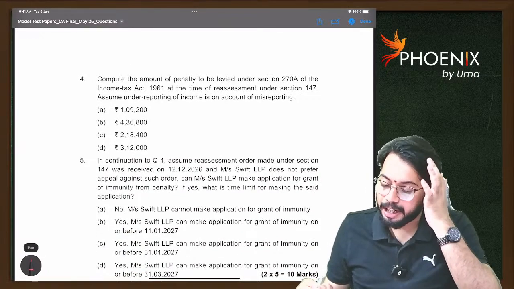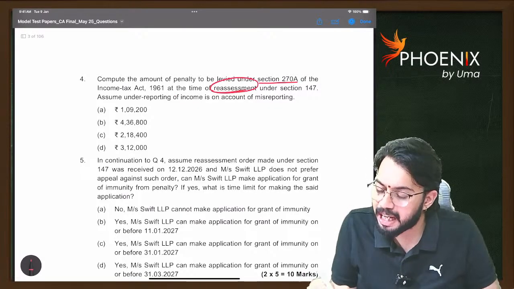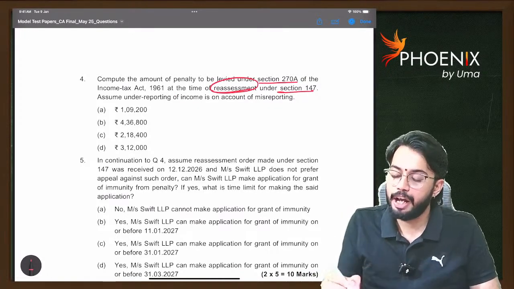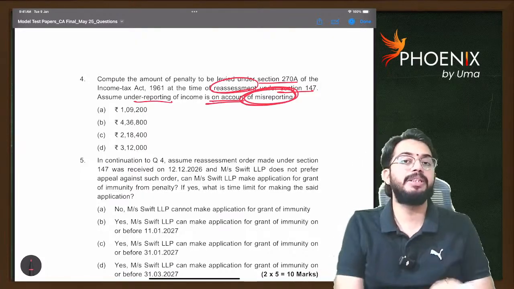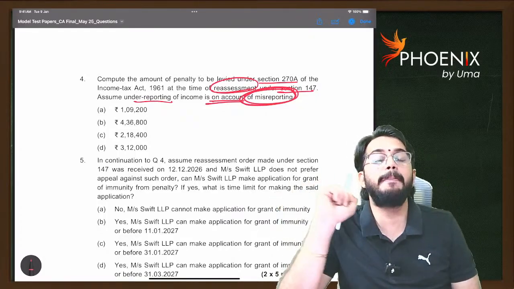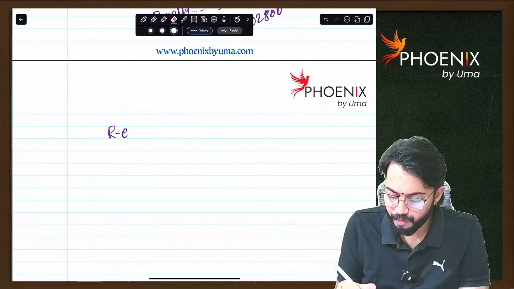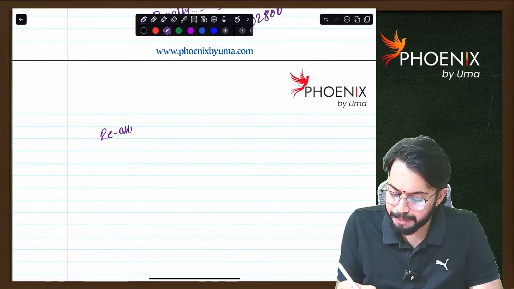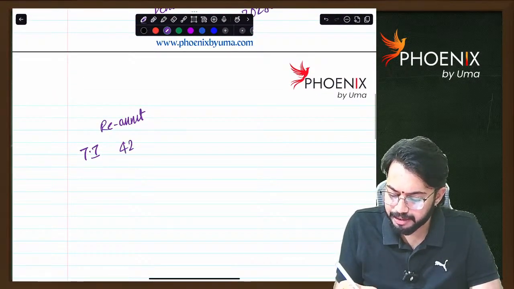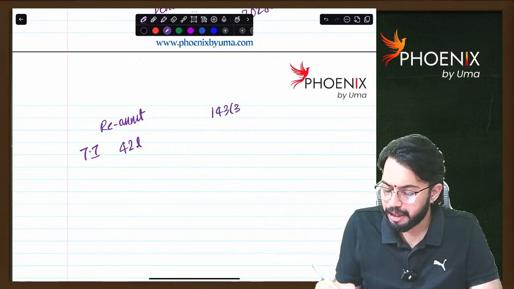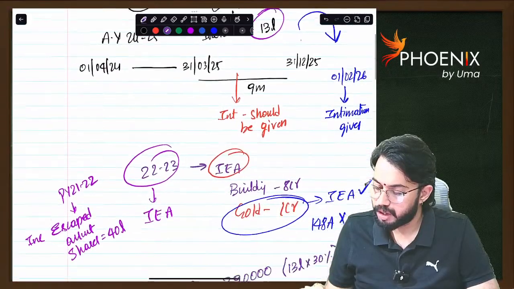Compute the amount of penalty to be levied under section 270A of the Income Tax Act 1961 at the time of reassessment under section 147. Assume underreporting of income is on account of misreporting. So if it is misreporting, then penalty is 200%. Now, as per reassessment, how much is total income? As per reassessment, total income is 42 lakhs. As per 143(3) assessment, total income is 35 lakhs.